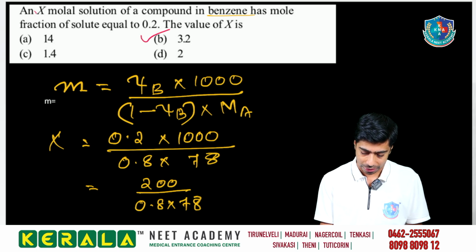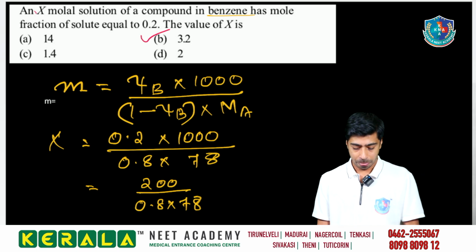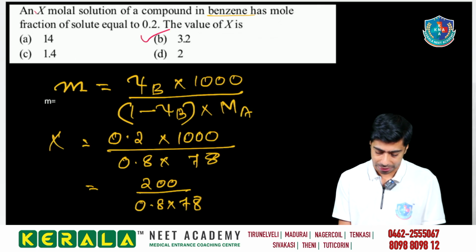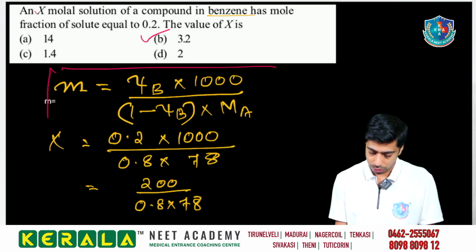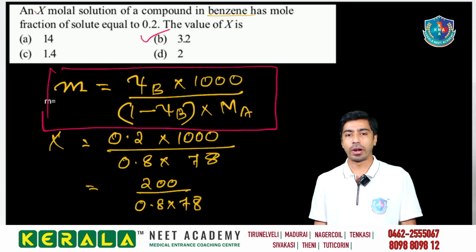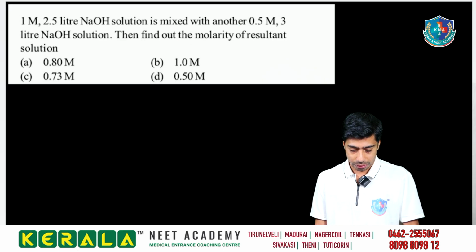Okay, on solving this one, you will get the answer around 3.2. Now next one. So remember the formula. Molality is equal to mole fraction of solute into 1000 divided by 1 minus mole fraction of solute into molecular mass of the solvent.